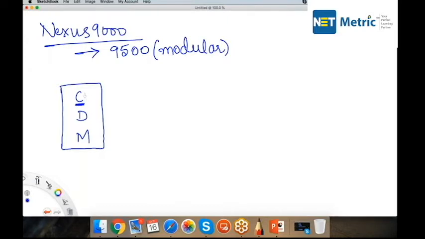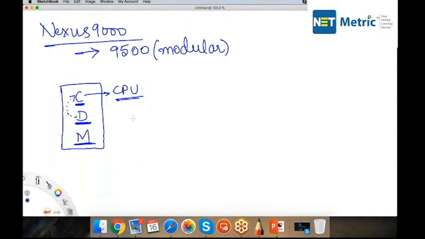So, Nexus 9000 devices are broadly classified into two series. There is the 9500 series and the 9300 series. We'll first finish off the 9500 series, and then we'll move to the 9300. The 9500 series of the Nexus 9000 family are all modular switches.